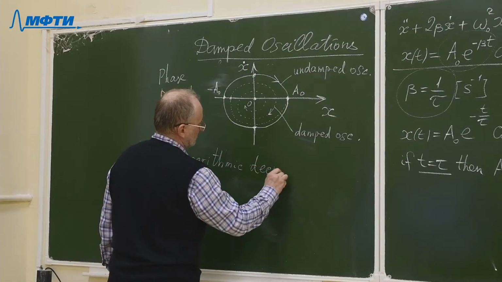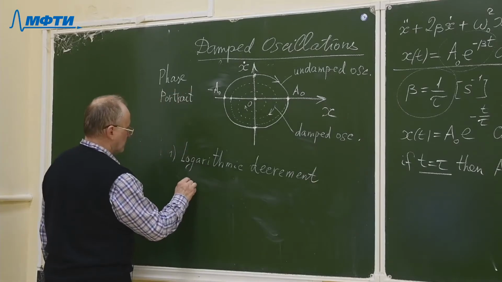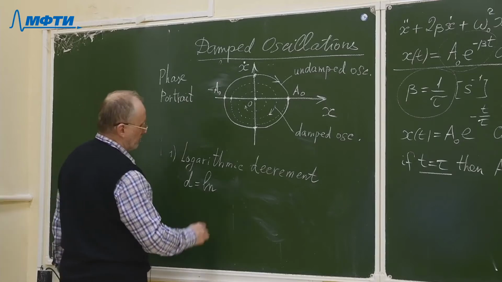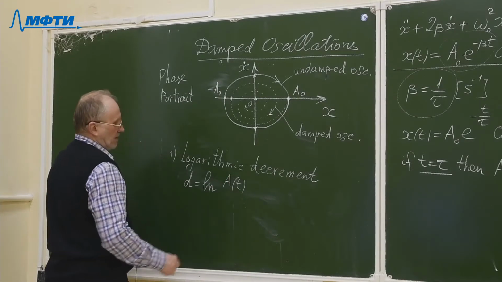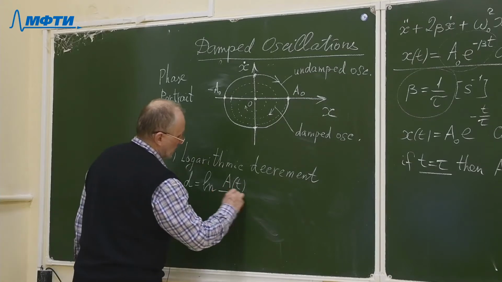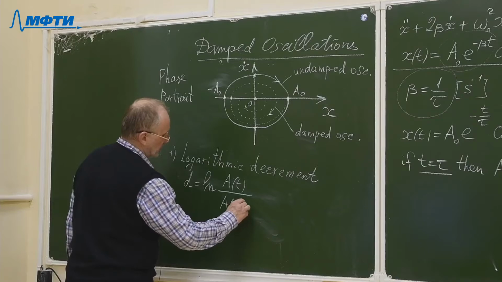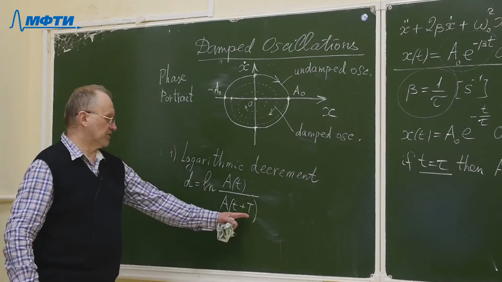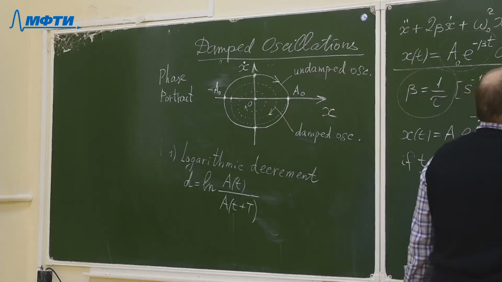Logarithmic decrement. By definition, logarithmic decrement is the natural logarithm of the amplitude at time moment t divided by the amplitude of oscillations at time moment t plus capital T, the period. What is the period? We have already discussed.